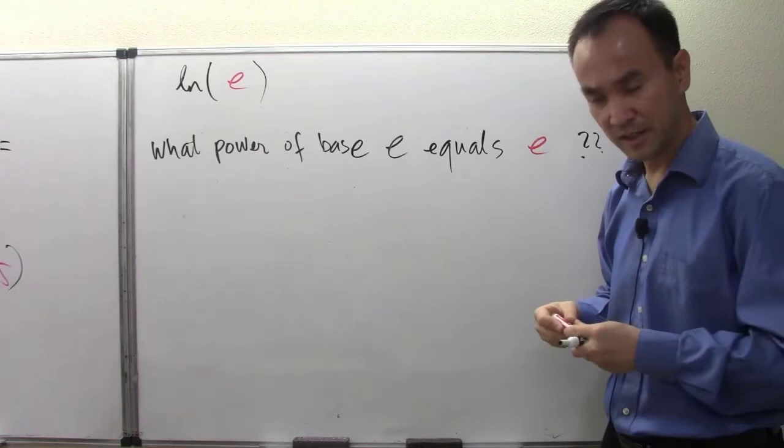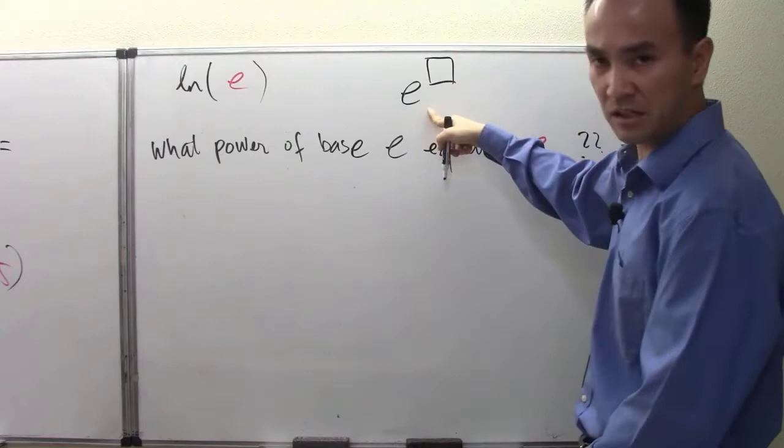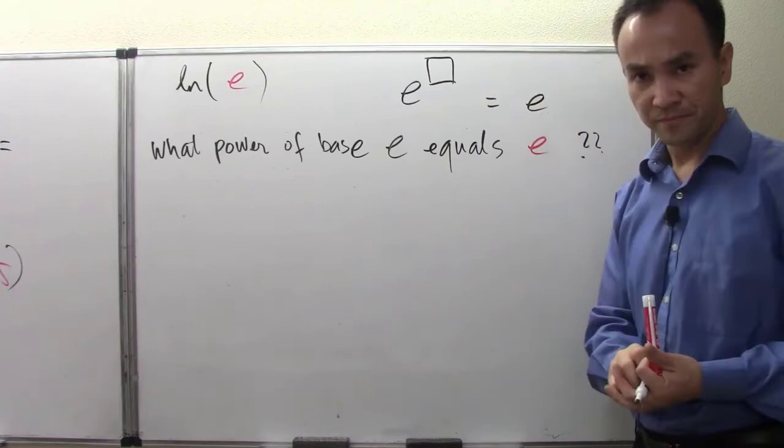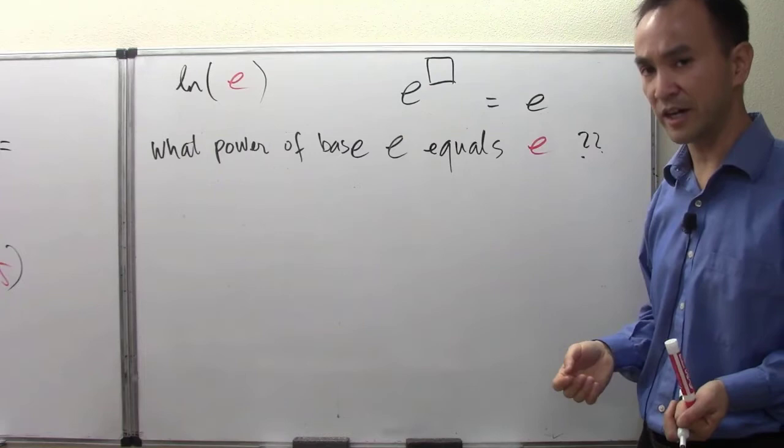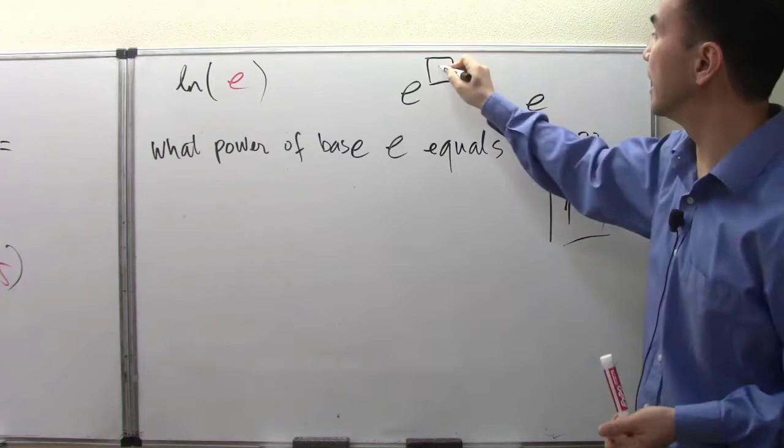So we imagine we have in our mind a picture as follows: e raised to some unknown power, that's why there's a box there, to equal e. It's easy enough that our mental mind can quickly tell us the power has to be 1. The answer is 1. The answer here is 1.